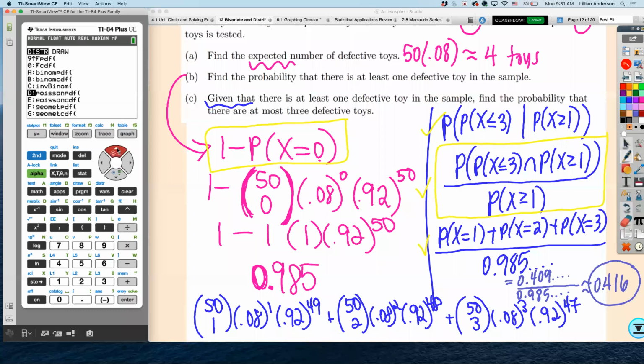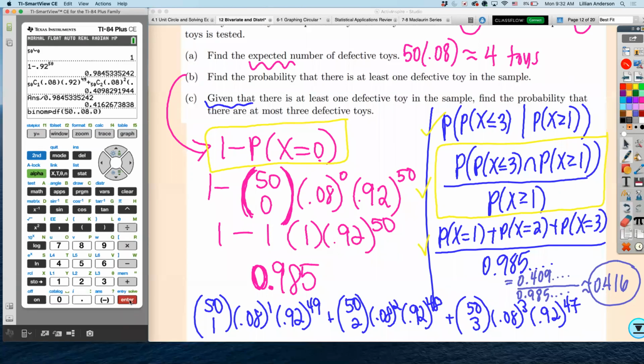Because I was looking for exactly 0 to be defective, and then of course I had to do the complement. So if I go to binomial PDF for part B, my number of trials is 50. My probability is 0.08 that they'll be defective, and my X value was 0. So then I would paste that. Then I'll have to do 1 minus that answer to get my actual answer, which we got by hand. So that is correct.